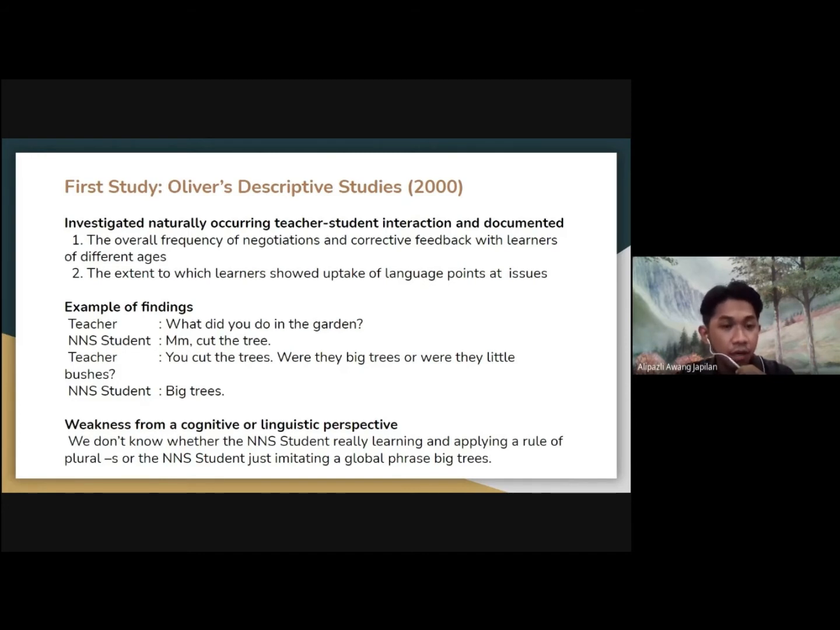All right. From this conversation, we can see that the student, instead of saying the tree, big tree, said big trees, which is he put the s at the end of the tree. And then from this study, there are some weaknesses from a cognitive or linguistic perspective, where we don't know whether the non-native student is really learning and applying a rule of plural s, or the non-native speaker student is just imitating a global phrase, big trees. Next slide.